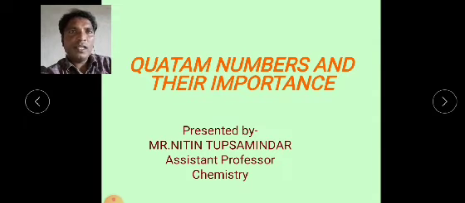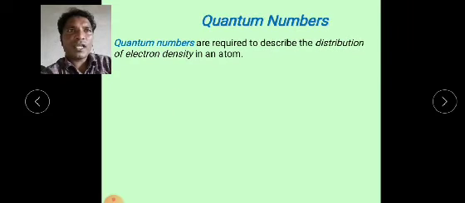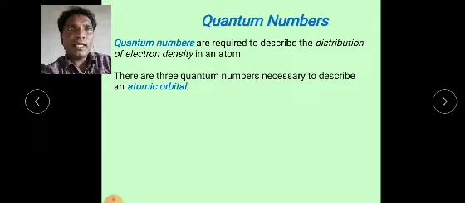Now I am going to teach you quantum numbers and their importance. Before studying the quantum numbers, do you know what electron density is? So what is a quantum number? Quantum numbers are required to describe the distribution of electron density in an atom. Mainly there are three quantum numbers necessary to describe an atomic orbital.